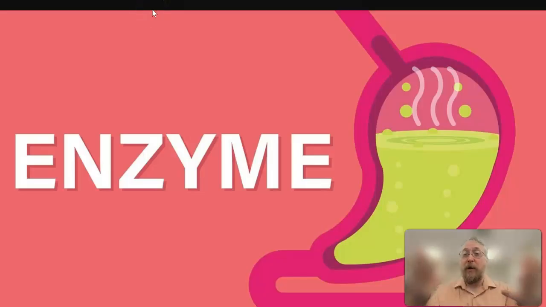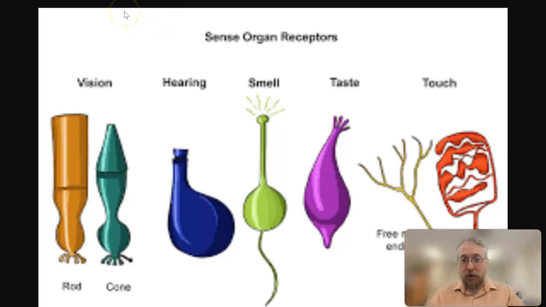I'm going to teach you about three different categories of proteins. The first are enzymes. Enzymes are responsible for any traits that have to do with body chemistry. And then we have receptors. Receptors are responsible for any traits that have to do with sensing and responding to the environment. So they're responsible for our senses.